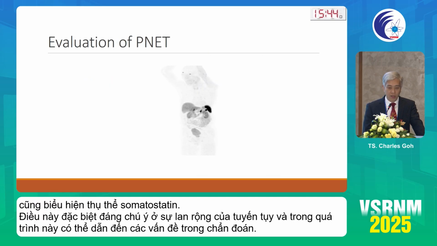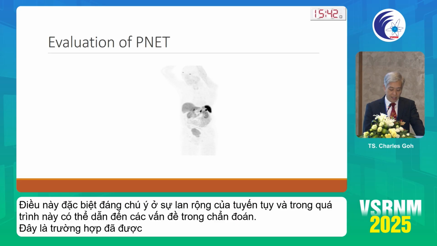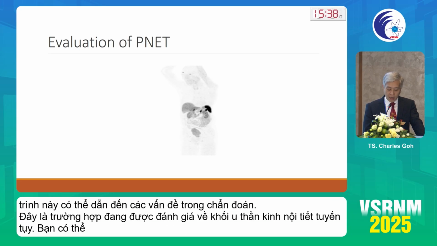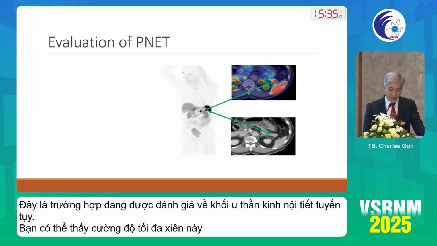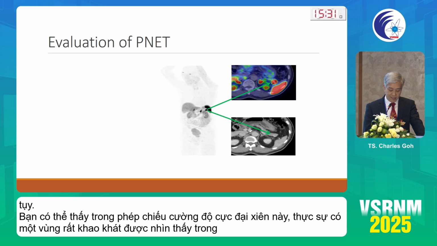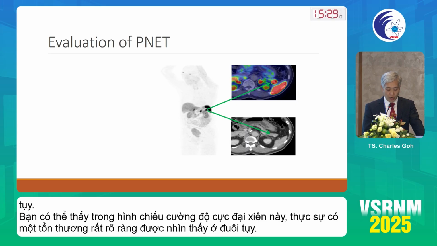This is a case that was being evaluated for a pancreatic neuroendocrine tumor, and you can see in this oblique maximum intensity projection there's actually a very avid lesion that is seen in the tail of the pancreas, which is the primary neuroendocrine tumor.